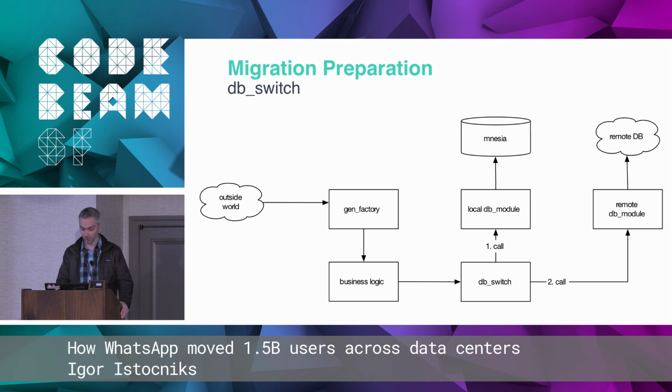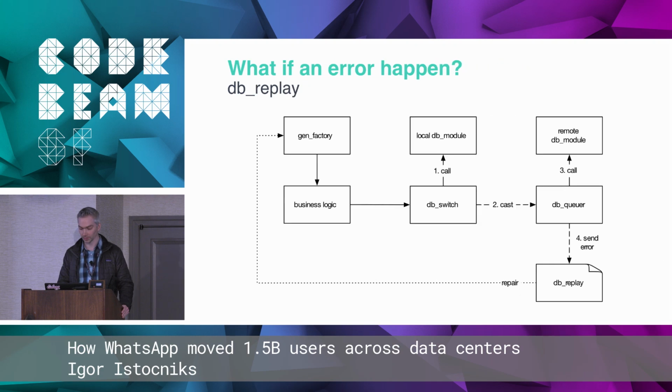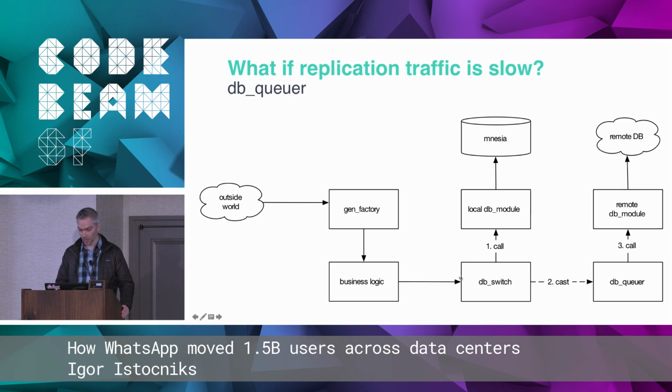In order to solve this problem, we introduced another component in the middle, which we called dbcure. It was a Gen Factory running in sticky cure mode. And instead of calling the DB module directly, we cast a message to the dbcure. Then dbcure itself, once it had time to process the next request, called into the remote DB module, and that called into the remote DB. All right, awesome. Now we have a pipeline to copy our data.